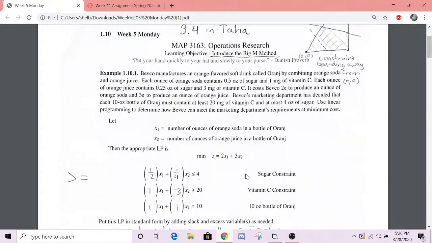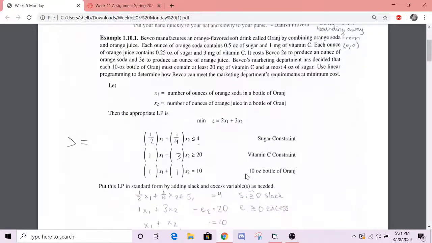It costs Bevco 2 cents to produce an ounce of orange soda and 3 cents to produce an ounce of orange juice. Bevco's marketing department has decided that each 10-ounce bottle of orange must contain at least 20 milligrams of vitamin C and at most 4 ounces of sugar. We're going to use linear programming to determine how Bevco can meet the marketing department's requirements at minimum cost.